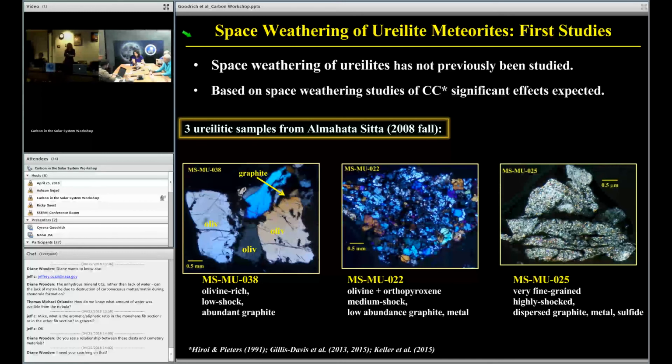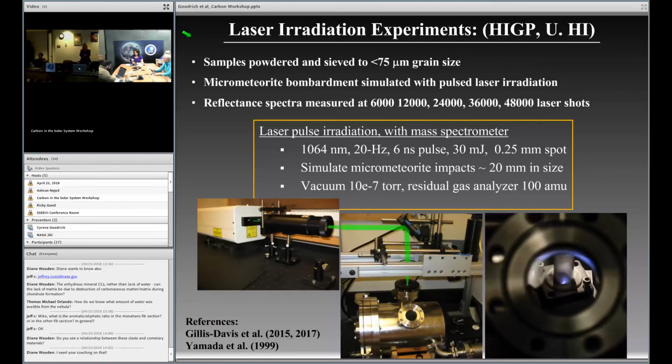The fact that they're from the 2008 fall is important for this work because it means that they have experienced minimal terrestrial weathering. The 3 samples that we chose actually represent a range of Ureilite types, from the one on the left, which is very olivine-rich, low shock, and most closely represents an interior mantle sample from the Ureilite parent body, to the one on the far right, which is very fine-grained, highly shocked, and comes closest to representing regolith from a ureilitic asteroid.